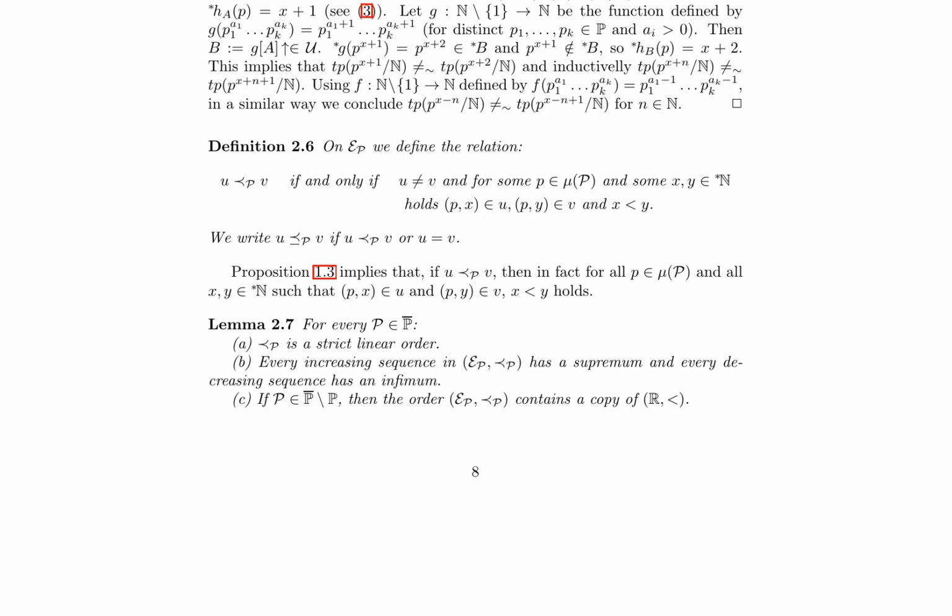Properties of this relation are discussed in Lemma 2.7, including that it is a strict linear order, and every increasing or decreasing sequence has a supremum or infimum, respectively. The page also presents Proposition 1.3, which implies that if U precedes V, then for all P in micro, and all x, y element of *N such that (P, x) element of U and (P, y) element of V, x less than y holds.